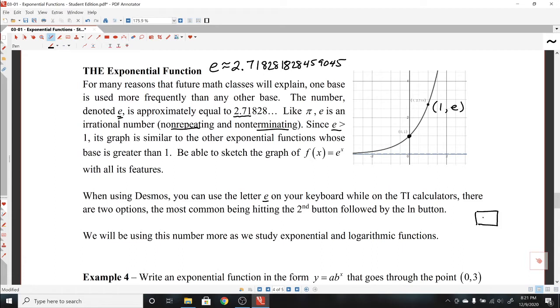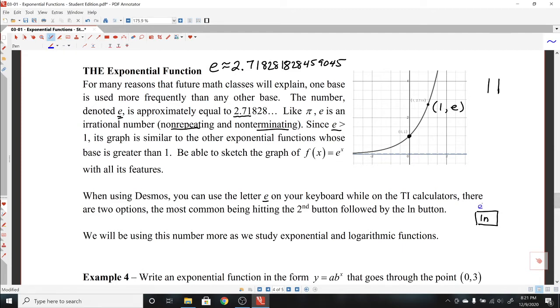On the TI calculators, there's 2 options, the most common being you're going to see a button, and this is our first introduction. This isn't a lowercase l. Remember, a lowercase l and then capital I look exactly the same, okay? It's not. This ln here stands for the natural logarithm. That is a lowercase l. And the reason I say that is I get people writing capital I N all the time, and it's not that way.